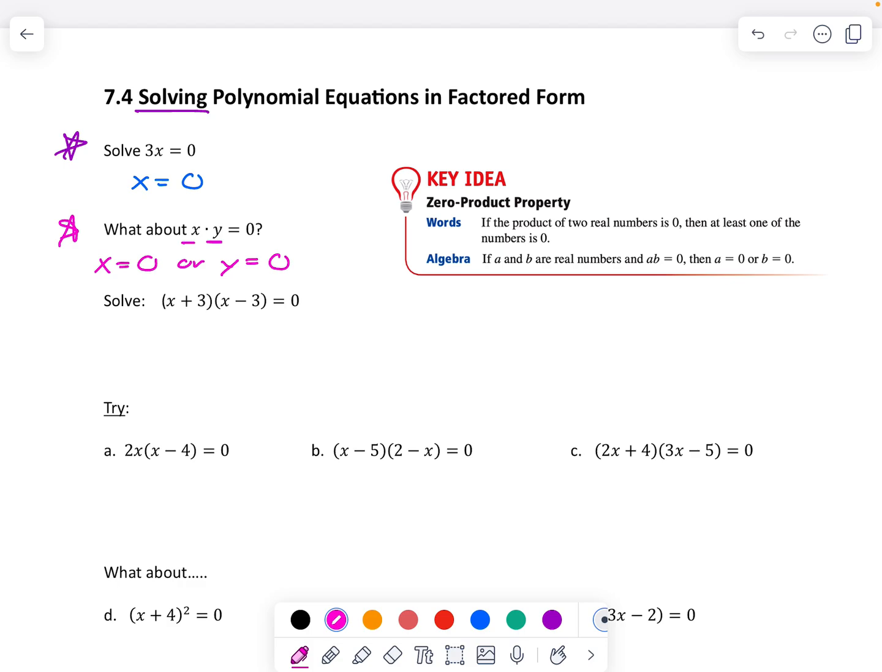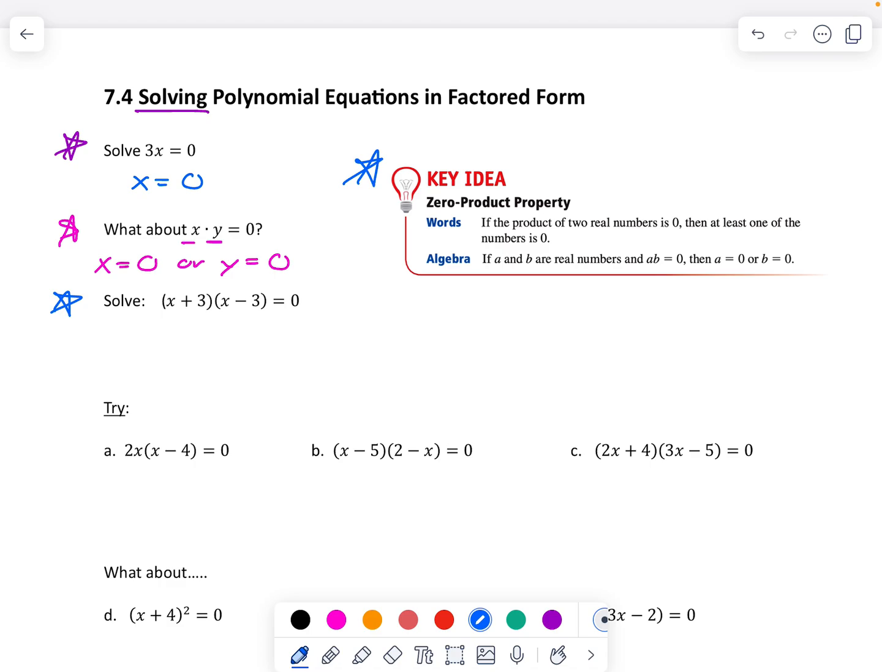And so we are going to use this property. This is called, and it's our key idea over here, our zero product property, which says if the product of two real numbers is 0, then at least one of the numbers is 0. All right, so that's basically what we just said earlier with x and y. If x times y is 0, one of those variables, x or y, or both, has to be 0. Well, we're going to use this zero product property to help us solve equations like this next one.